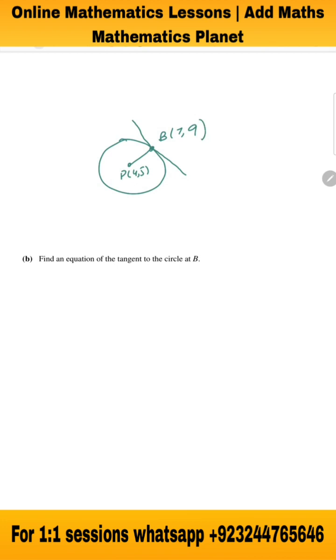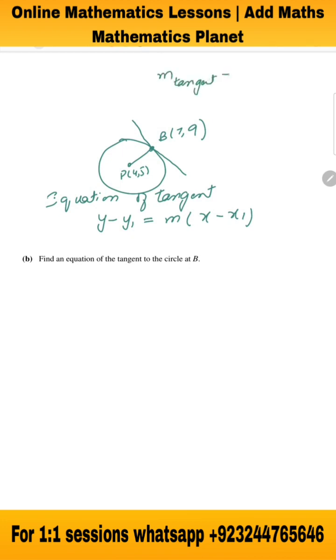Okay, so we have to find the equation of the tangent. How are we going to calculate the equation of the tangent? The equation of the tangent is y minus y1 is equal to m times x minus x1. Now, first of all, we should know the slope of the tangent. So we have a relation that the slope of the tangent is equal to minus 1 over the slope of PB.